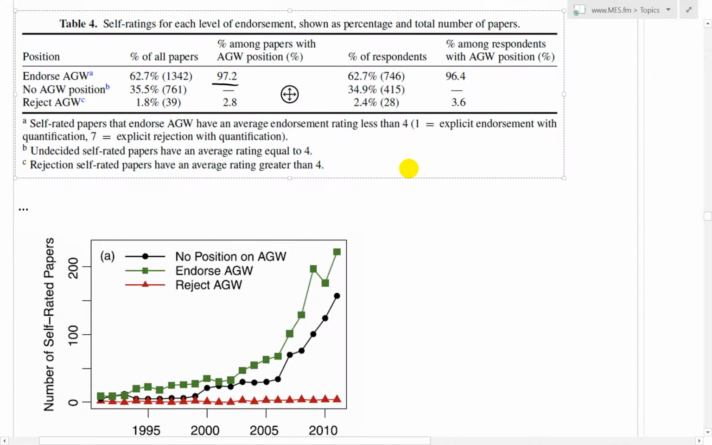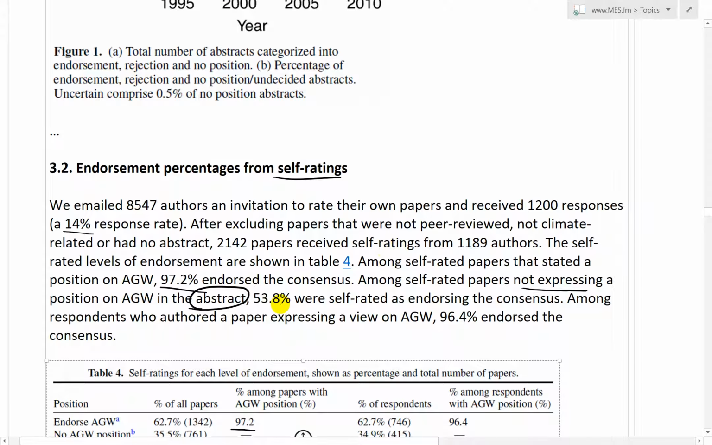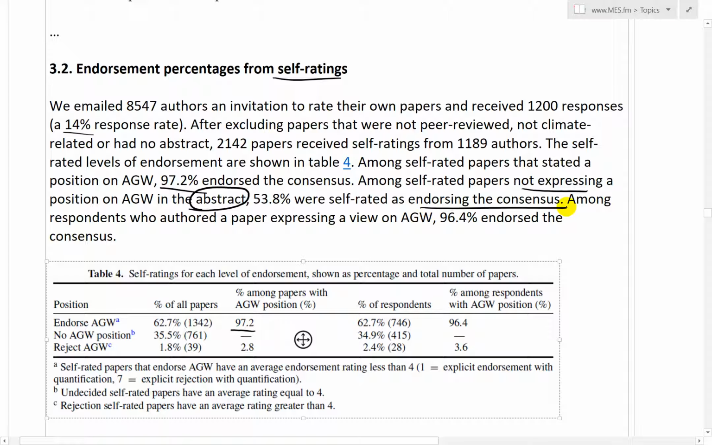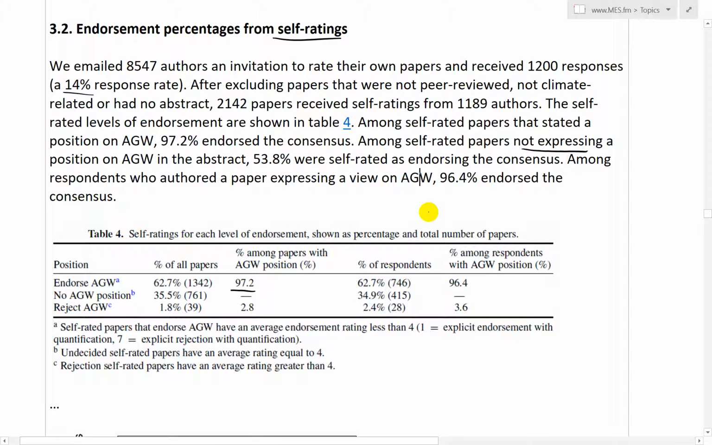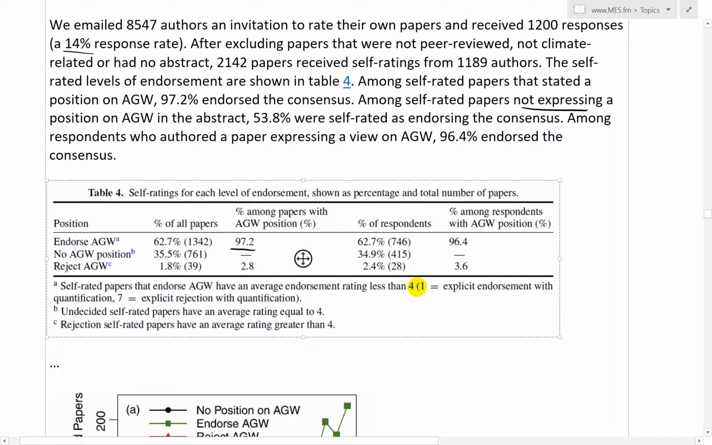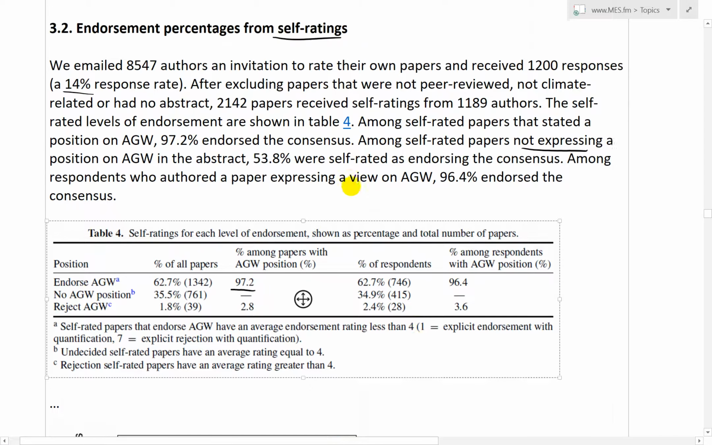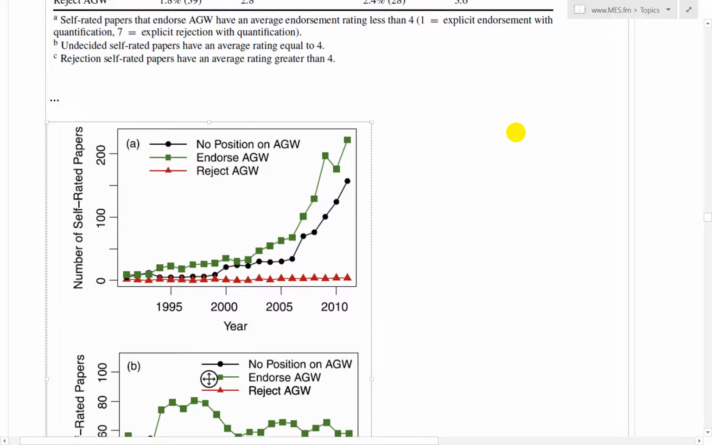So that means, according to this, that 53.8% were self-rated as endorsing the consensus, even though the abstracts were considered no position. Yeah, that figure is hard to get your head around. Basically, of all the papers that were self-rated, when you look at the abstracts that had no position, the authors actually self-rated those papers as endorsing the consensus. And again, because it's easier to just agree than to go against the fold, especially when your email and your paper and everything is known to these people that are, in my opinion, doing a witch hunt. That's pretty much it. Now we go further.